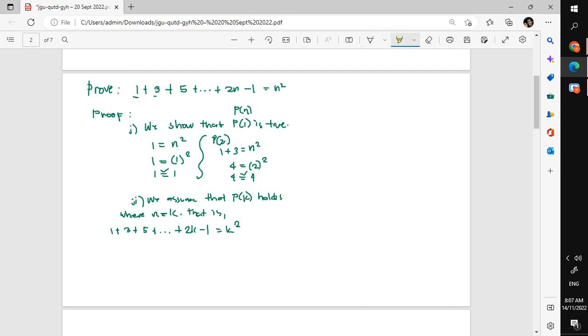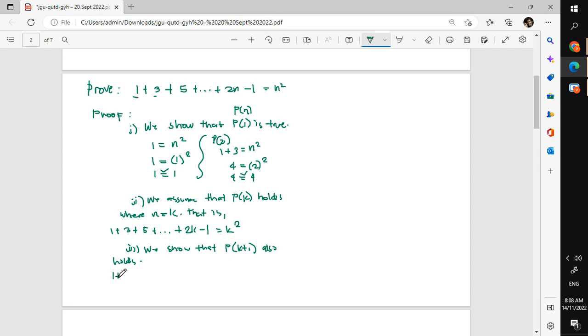So take note, we have copied the entire statement in here. The only thing that has changed is the variable n. Now it turned out to be a variable k. After that, you proceed to step number 3. We will show that P of k plus 1 also holds. So if we assume that P of k plus 1 also holds, then this is what the statement looks like.